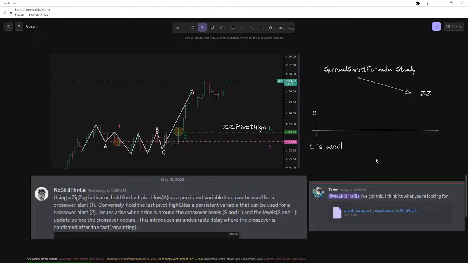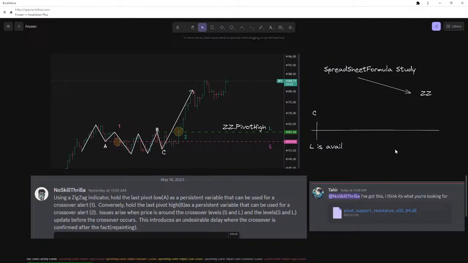So I have played around with that and created one where it sort of keeps all the highs and lows until we create a new one. So I've got another version of this. Have a look at it, see if it's actually what you need. Awesome. That's cool. Is it based on Zigzag or some other?